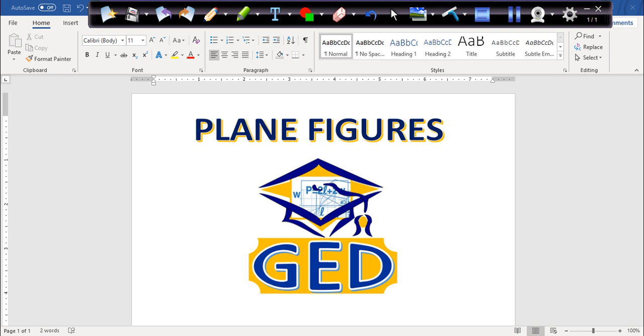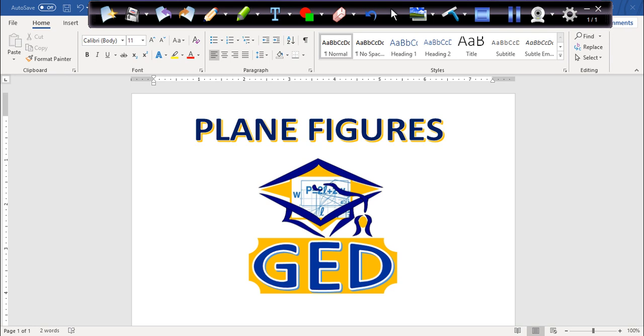Plane figures are classified by the properties of their sides and angles. The sum of the interior angles of any four-sided plane figure is 360 degrees. So you need to remember that. By using the properties of any four-sided plane figure and algebraic reasoning, you can find missing angle measures. Let's look at the top of page 388 and let's get started.